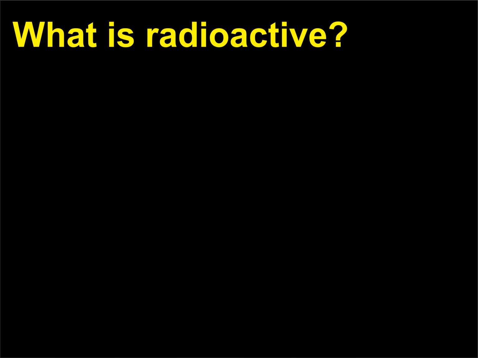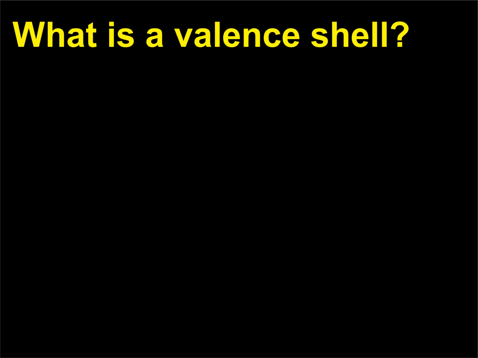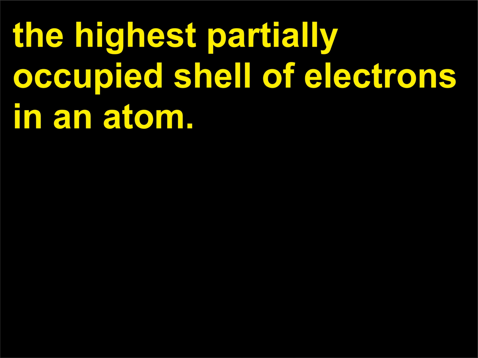What is radioactive? Emission of radiation or particles. What is a valence shell? The highest partially occupied shell of electrons in an atom.